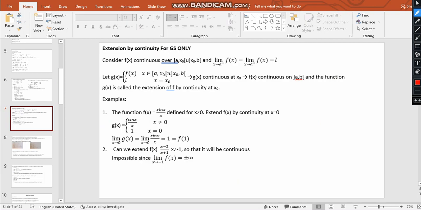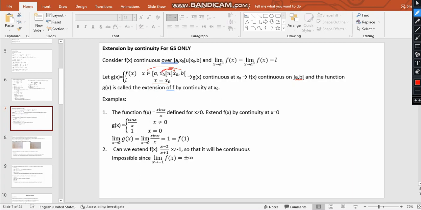Extension by continuity. Consider f of x is continuous over an interval except at x0, I mean here. And suppose the limit as x tends to x0 from the left of f of x equals the limit as x tends to x0 from the right of f of x equals L. That is, anywhere the limit here is L. Let g of x be f of x as we said for here, and equal to small l if x equals x0. So here, if you want to study the continuity, you need to study the continuity at x0.